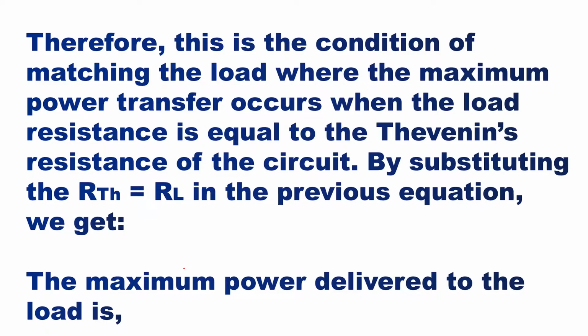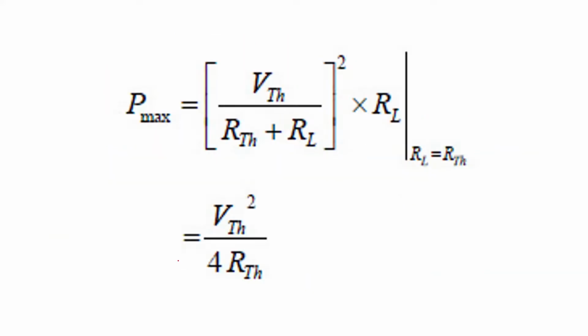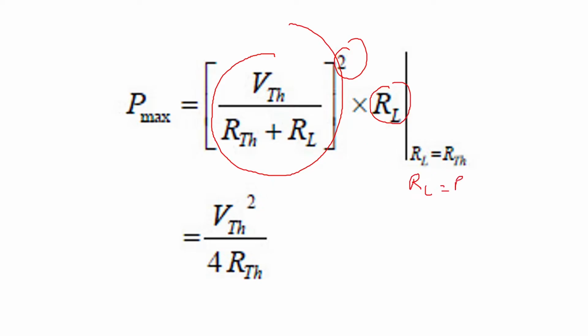By substituting the Thevenin's resistance equal to the load resistance in the previous equation, we get the maximum power delivered to the load. So here you can see the maximum power delivered to the load. This is the expression for the load current square into RL. Now in this we will put RL equal to RTH, that is RL equal to the effective resistance of the circuit, or RL equal to RS as we have seen in the first diagram.